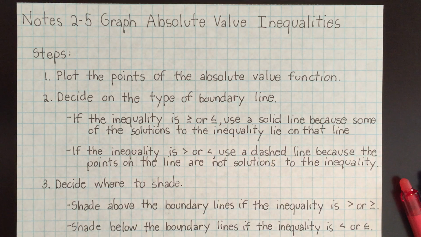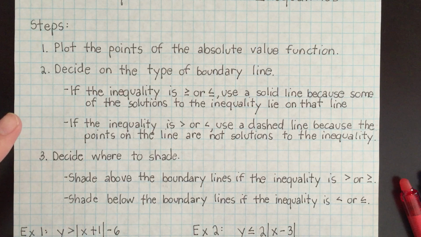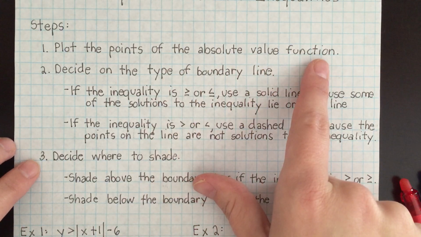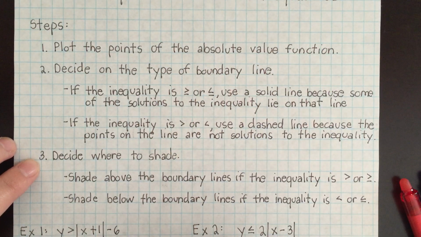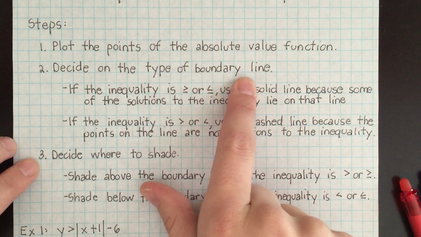Hello, today we're looking at notes 2-5, graph absolute value inequalities. All right, so a couple of steps that you want to follow and jot down. Plot the points of the absolute value function. So graph the points for the function first, then decide on the type of boundary line.